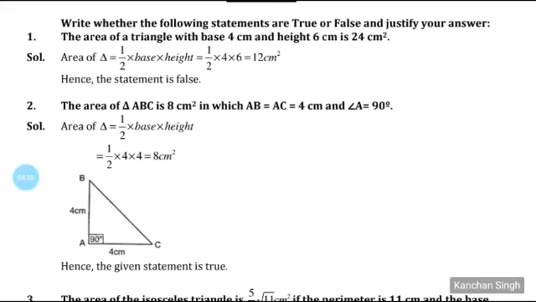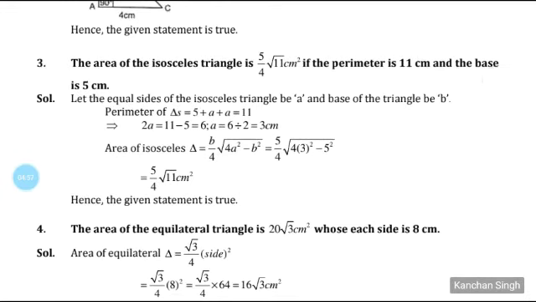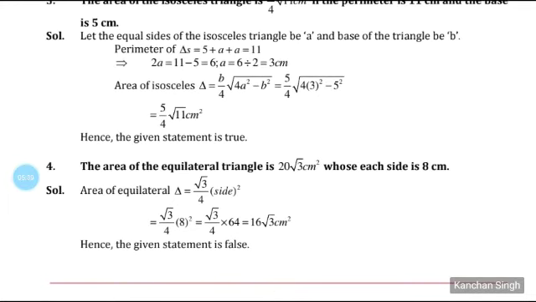The area of triangle ABC is 8 cm square, in which AB equals AC equals 4 and angle A equals 90 degree. That is your part. And here, the area of the isosceles triangle is 5 by 4 root 11 cm square if the perimeter is 11 cm and the base is 5 cm. This also you have to calculate. And the next question: the area of an equilateral triangle is 20 root 3 cm square, whose each side is 8 cm. To check, area of equilateral triangle is root 3 by 4 side square. So this becomes 16 root 3 and here it is given 20 root 3. Hence, the given statement is false.